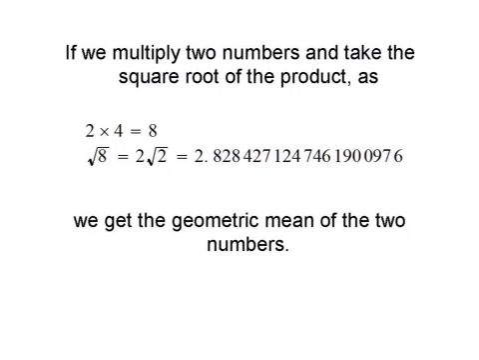If instead we multiply the two numbers and take the square root of the product, we get the geometric mean. In this example, we'll multiply 2 times 4 and we get 8. If we take the square root of 8, we get approximately 2.8. This is the geometric mean of the two numbers.